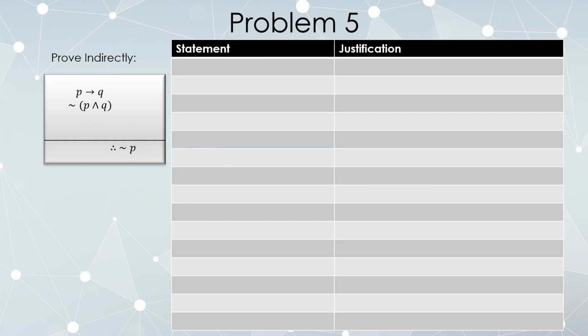All right, next up, let's prove indirectly. So I'm going to go ahead and start off with the givens. P implies Q, negation of P and Q. Parentheses are important here. Given, given. All right, now let's just charge forward and say, okay, I'm just going to state the negation of P. I have no reason to know that that's true, so it's an assertion.